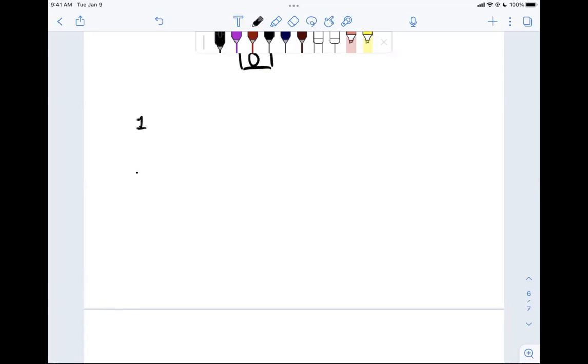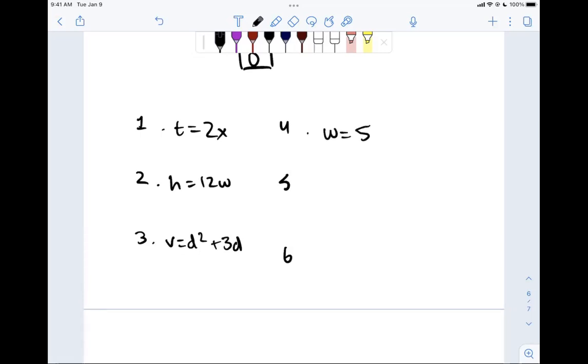So here are 6 exercises. So first t equals 2x, h equals 12w, v equals d squared plus 3d, right? W equals 5f squared, j equals 10k plus 6, and finally f equals 9g minus 2. So feel free to pause and try and write down just the notation for the derivative. You don't actually need to solve it.